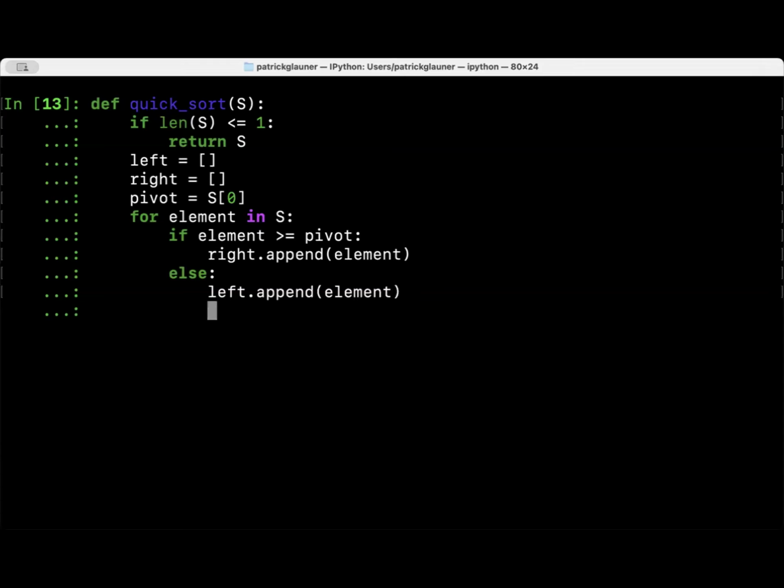Are you all okay up to here? That this is how I could use the pivot to split into left and right. And I see some good responses.